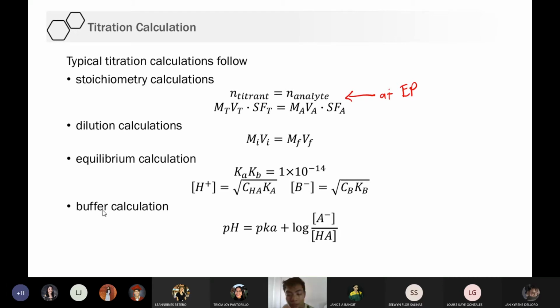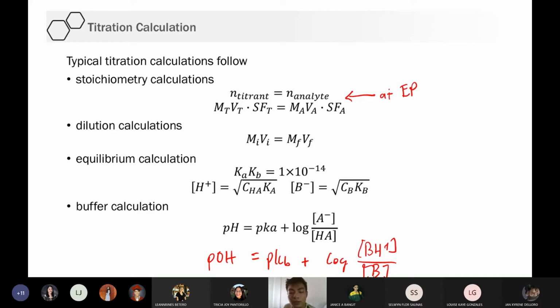And if you have buffer systems in the presence of base conjugate acid or acid conjugate base systems, you have to use this Henderson-Hasselbalch equation. pH equals pKa plus log conjugate base over acid. Or in the case of pOH, that's pKb plus logarithm of the conjugate acid divided by the base. Okay? So, alam ko lahat kayo familiar na dito. Pero the question is, how are we going to apply all this knowledge sa titration?